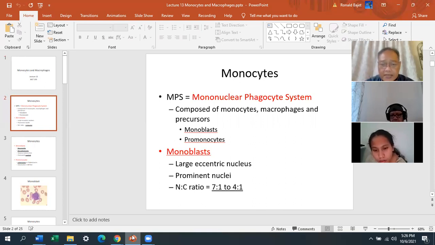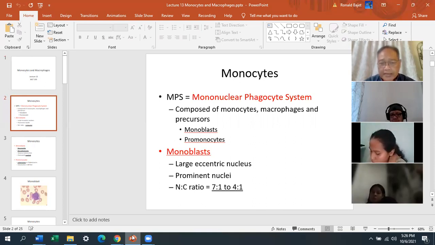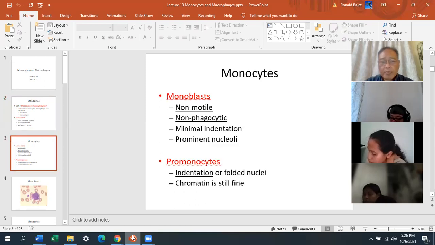The monoblast, the youngest stage, has a large eccentric nucleus. Just like most blasts, it has prominent nucleoli. The NC ratio, nuclear cytoplasm ratio, is 7:1 to 4:1. Monoblasts are non-motile, non-phagocytic, with minimal indentation, and prominent nucleoli, as with any other blast in any other stage.